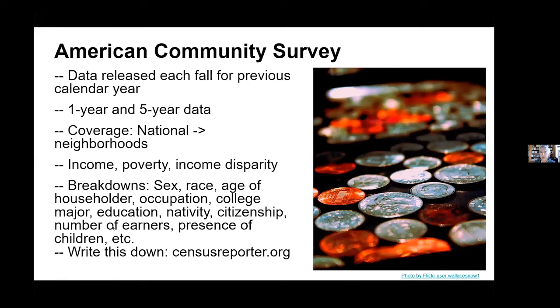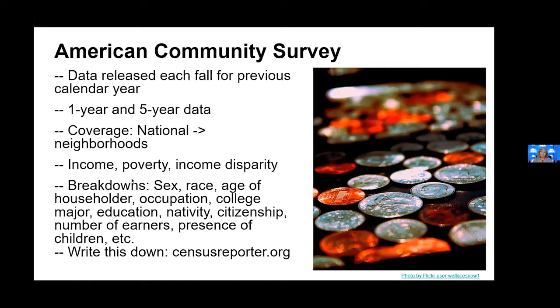So let's just focus on the American Community Survey, because that's the one that most journalists will use most of the time. The data is released every fall for the previous calendar year. Most of the time, there's a 1-year and a 5-year tranche of data that comes out in that fall. Unfortunately, this fall, there's no 2020 1-year data because the data collection was so disrupted by the pandemic last year. But in December, the 5-year data will come out. That'll be data that covers 2016 to 2020, and it will actually cover everything from the national level totals all the way down to neighborhood level totals.